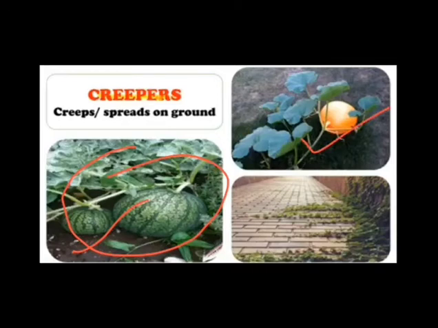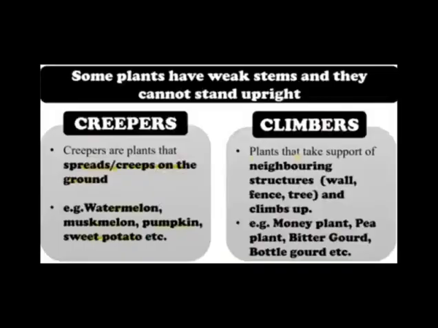So the next ones are climbers. What are climbers? Climbers are plants that take the support of neighboring structures like a wall, fence or trees and climb up. The examples of climbers are money plant, pea plant, bitter gourd, bottle gourd. All are examples of climbers.